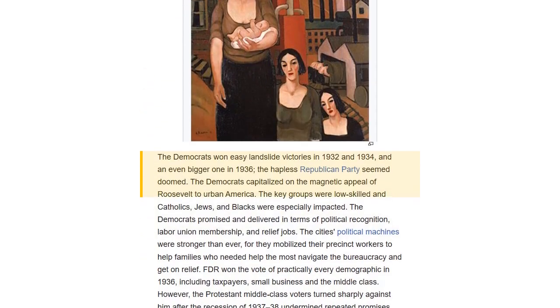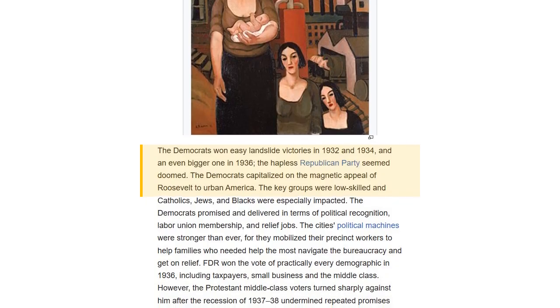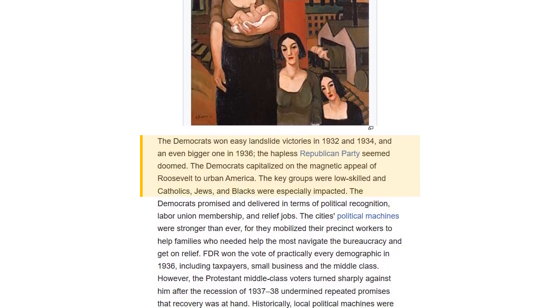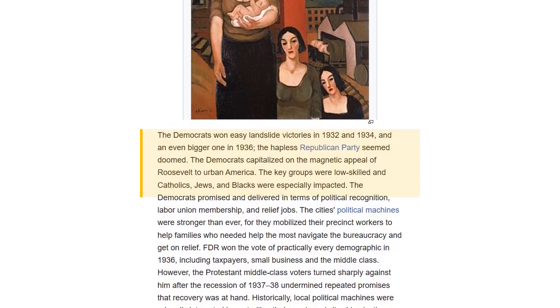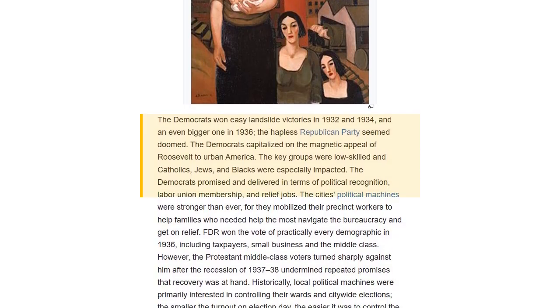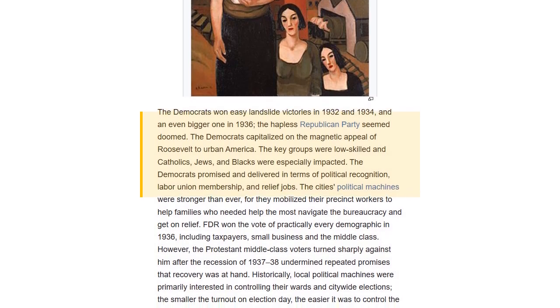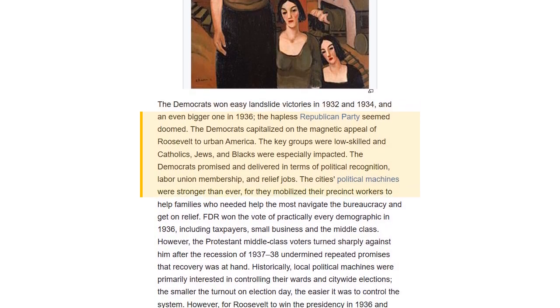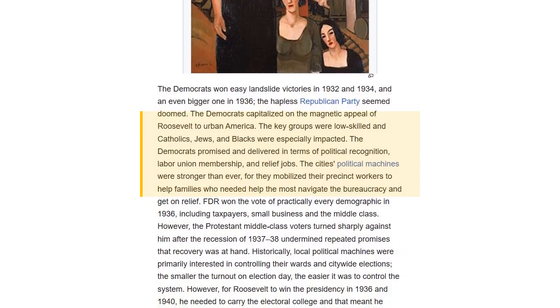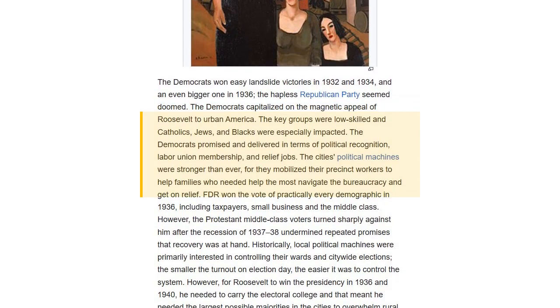The Democrats won easy landslide victories in 1932 and 1934, and an even bigger one in 1936. The hapless Republican Party seemed doomed. The Democrats capitalized on the magnetic appeal of Roosevelt to urban America. The key groups were low-skilled, and Catholics, Jews, and blacks were especially impacted. The Democrats promised and delivered in terms of political recognition, labor union membership, and relief jobs.